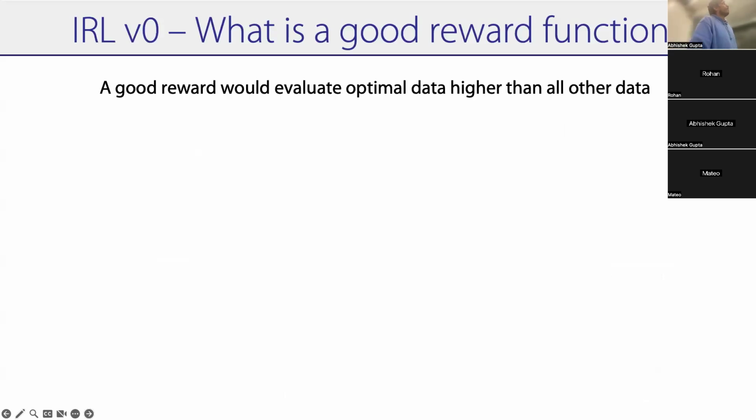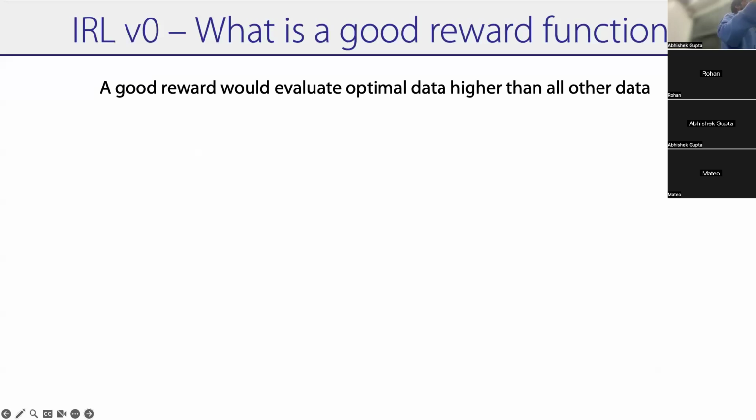So in some sense, a good reward function is one that evaluates optimal data, the thing that we've been given as our expert traces, as better than all other data. If the expert traces you got were optimal for the reward function, that means the reward function would score that expert data higher than it scores all the other data. Otherwise, that data wouldn't be optimal for that reward. And so the basic premise of the first version of inverse RL we're going to do is that a good reward is something that evaluates the data you've been provided as higher reward than all the other data.